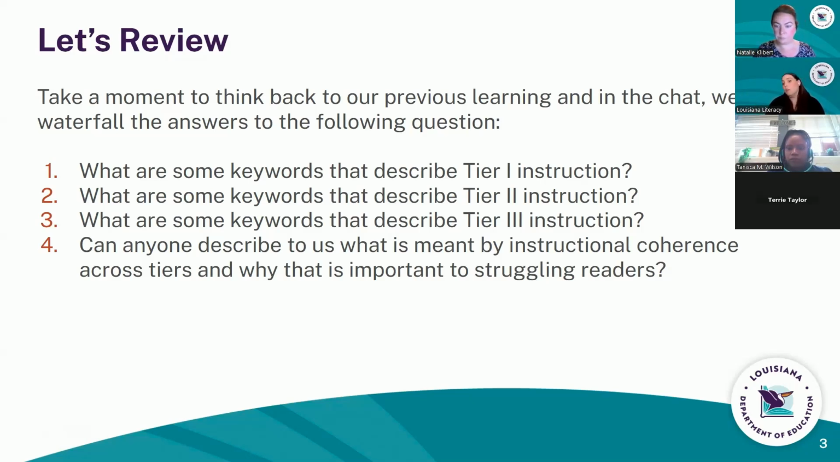And that's important for our struggling readers because they do need to see those concepts and those skills multiple times, with multiple opportunities to practice and multiple opportunities for the teacher to do some demonstration and some direct and explicit instruction with them. So that was a bit of our review. Let's go ahead and hop back into Canopy here.